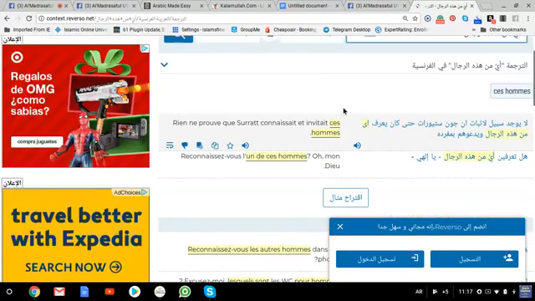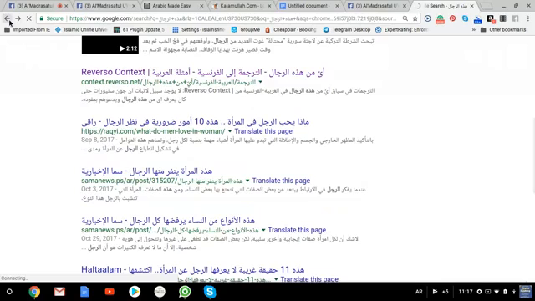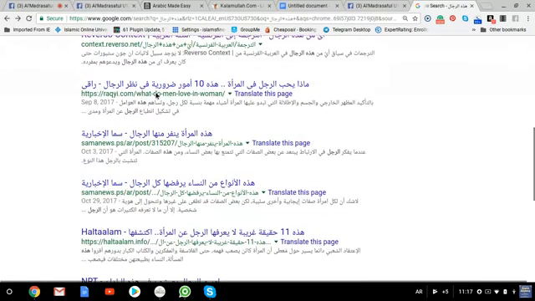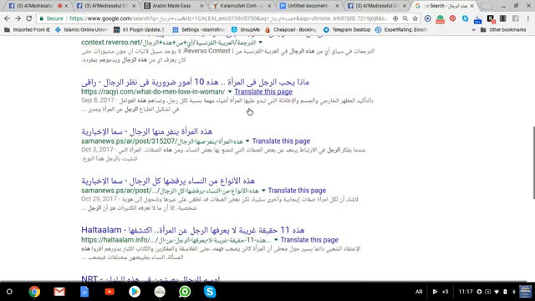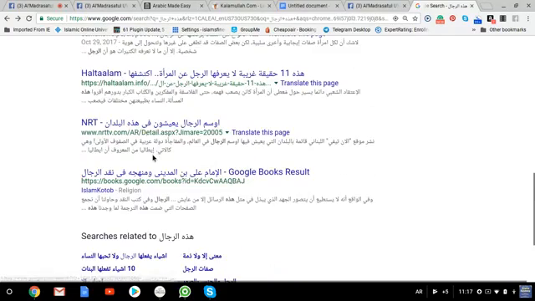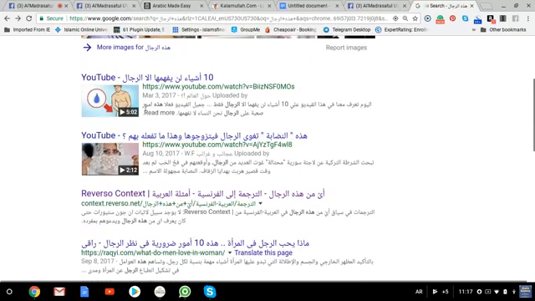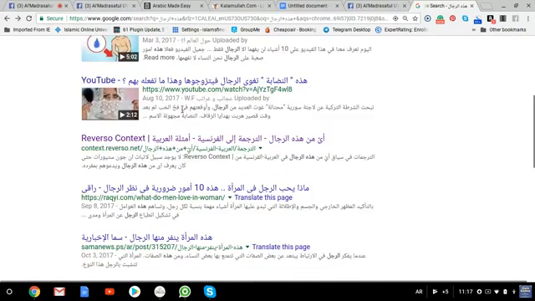But if I go now and put هؤلاء الرجال, we find it here. It's being used in Arabic. But I look at all the other searches. From all the searches for هذه الرجال, I only found one of them. From how many links? 1, 2, 3, 4, 5, 6, 7, 8, 9. Out of 9 links from the browsing, only one of them came out using هذه الرجال.